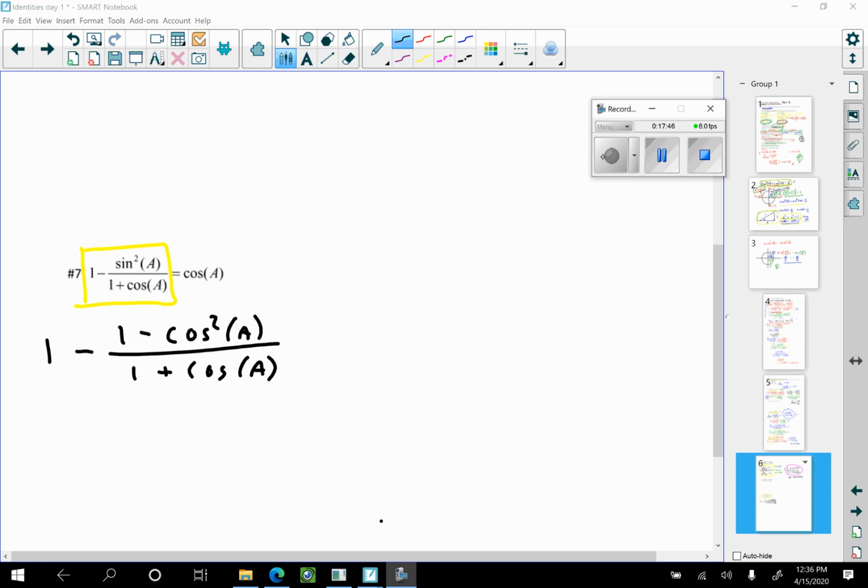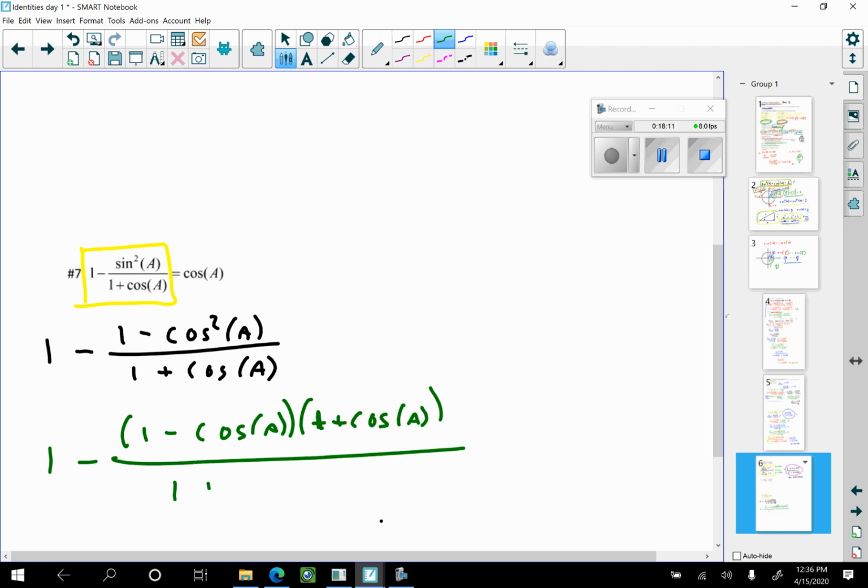All right. So what is 1 minus sine squared? Cosine squared is sine squared. And look what I have here. It's hard to see this. Again, I have this difference of squares. So this is going to be 1 minus, in big fraction, 1 minus cosine of A times 1 plus cosine of A over 1 plus cosine of A. Oh, this one is going to be easy too.